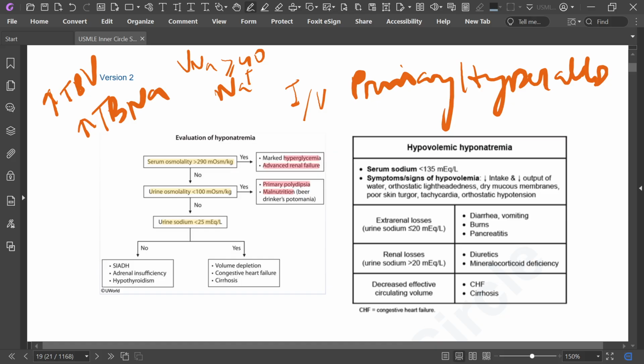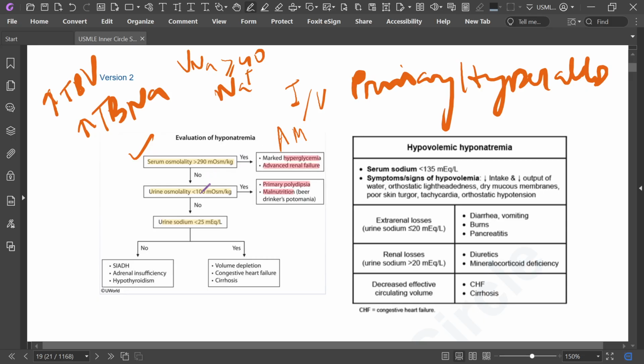For hyponatremia, if serum osmolarity is more than 290 milliosmol per kg, then AM, that is advanced renal disease and marked hyperglycemia. If no, then do urine osmolarity.